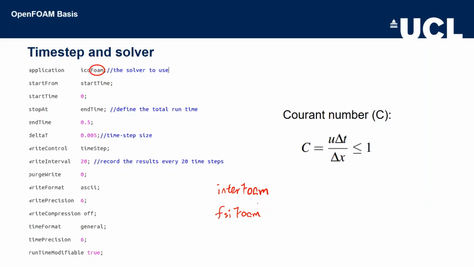Because in our case we focused on a single incompressible fluid problem, here we choose icoFOAM as our solver. In the code, it defines the start time and the end time as 0 and 0.5 respectively. Therefore, the total runtime equals the end time minus the start time, which is 0.5 seconds.